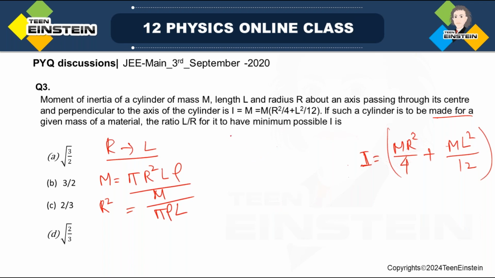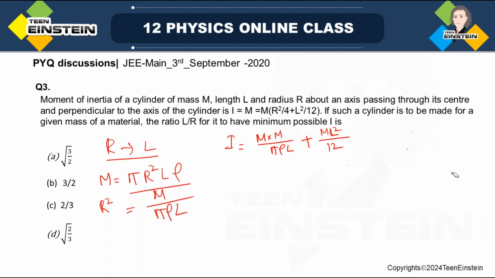So moment of inertia, I'll write it here. I get m R square. In place of R square, I'll put this value. The value will be m by pi rho L, plus this m L square by 12. So these are the things.